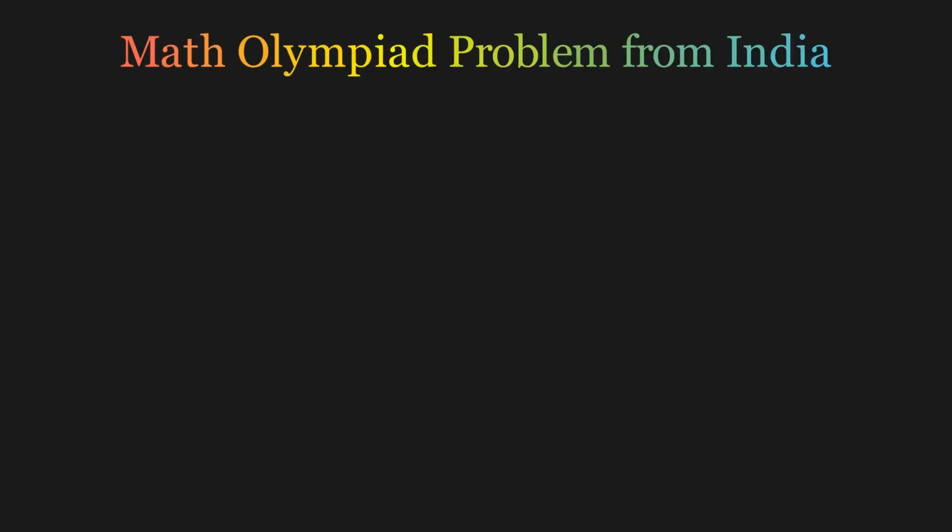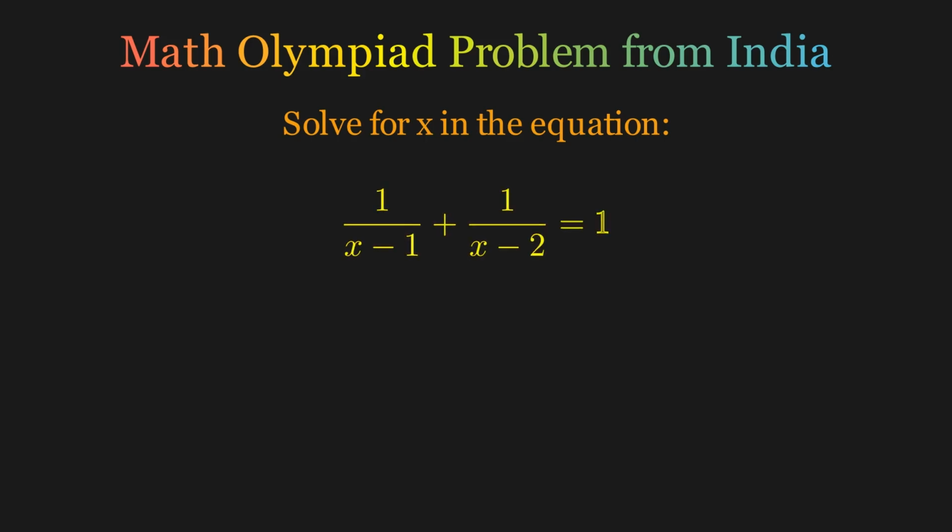Today we'll solve the Math Olympiad problem from India. Let's take a look at our equation. 1 over x minus 1 plus 1 over x minus 2 equals 1. Our task is to solve for x. At first glance, it might seem complex, but don't worry. We'll break it down together.